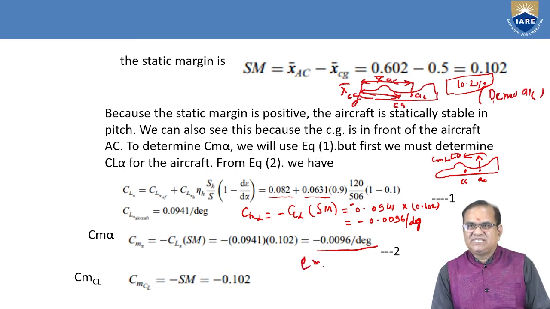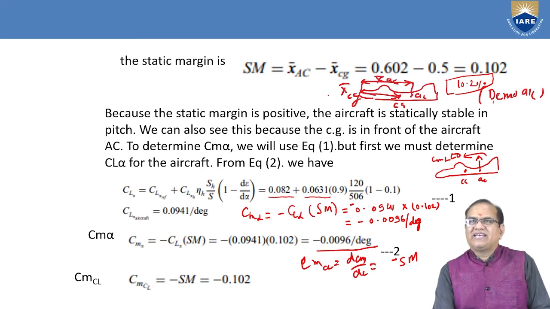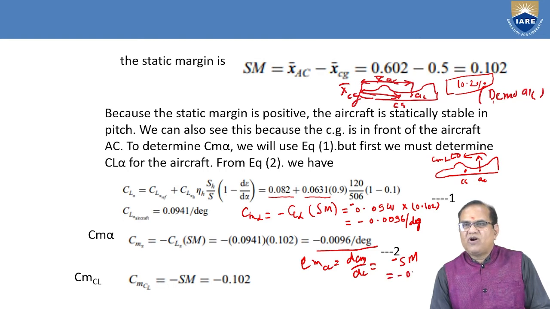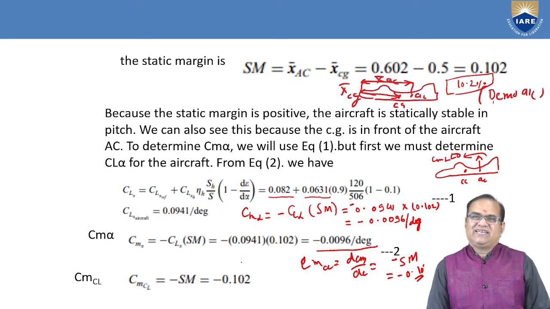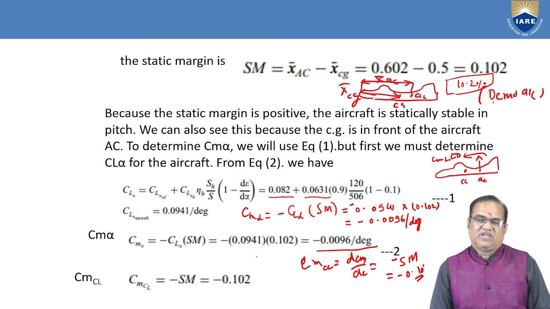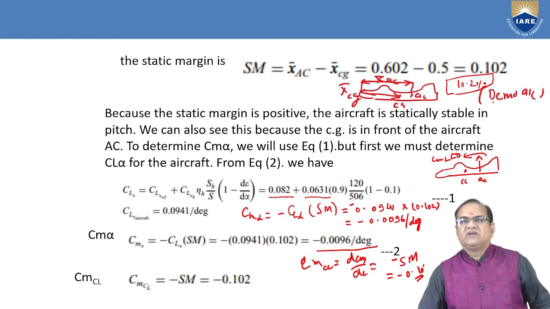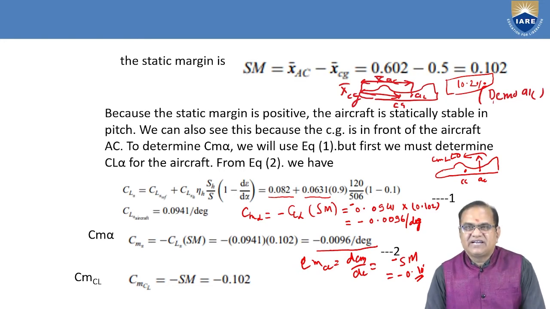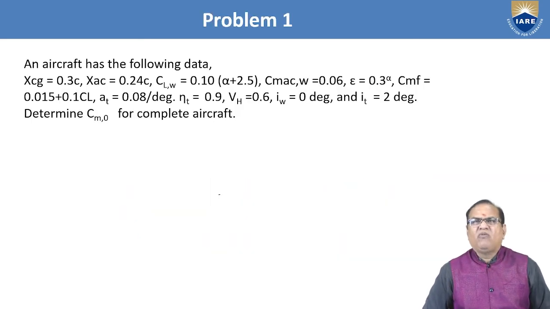And we know that dCm by dCL is equal to minus Sm. So we have already found out the Sm. So dCm by dCL is equal to minus 0.102. This is also very important, that dCm by dCL is negative, and if it is negative, the aircraft is statically stable. I think it is very much clear that we have found out the effect of this dCm by dCL.